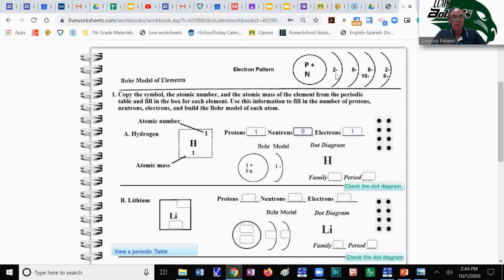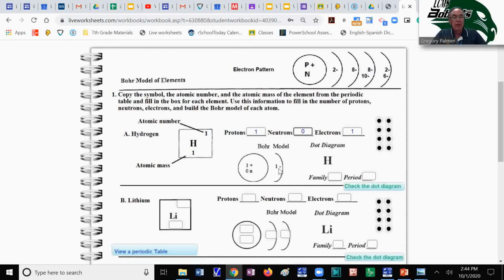A little pattern up here. There's 2 electrons on the first energy level. When it's full, you go to the second energy level. When it's full, you go to the third energy level. When it's full, you go to this 2. When that's full, you come back to this 10, and then you go to this 6.